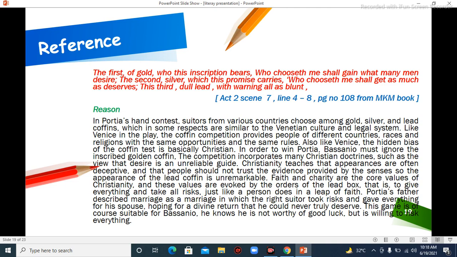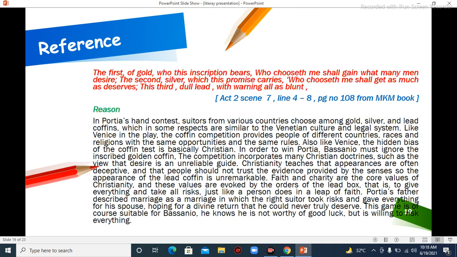But here is a symbolic code representative that Christianity teaches us that outward appearances are deceptive. We should not trust the outward appearances, as it is proved that all that glitters that appears to be gold is not actually gold. All that glitters in this world is not gold. This is basically the faith of Christianity, and apparently the lead casket is unremarkable, but it suggests that the core values of the Christian faith don't lie in outward appearances, they lie in inward appearances.